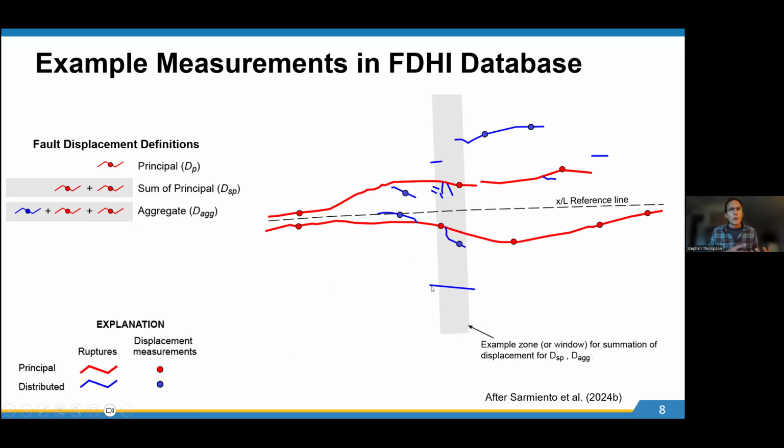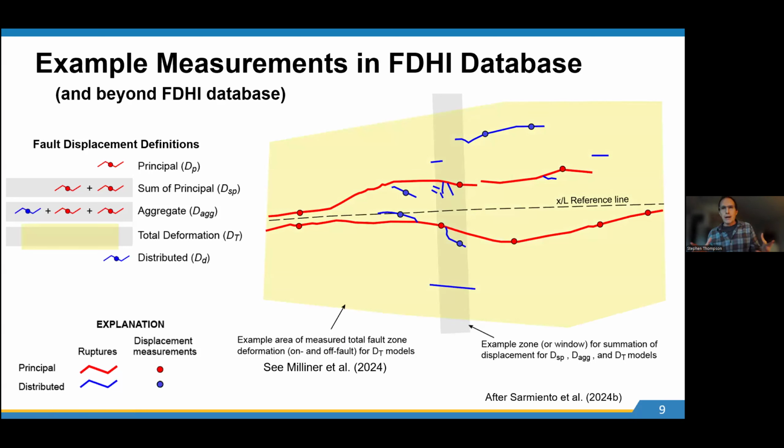And so one of the important things to recognize in this scheme is that it is the sums of all the displacements that are measured, and particularly in distributed ruptures, there are many shorter, more random distributed ruptures where no displacement measurements have been made in the field. And so the aggregate measure is still a limiting measure of the true sum of all the on-fault displacement.